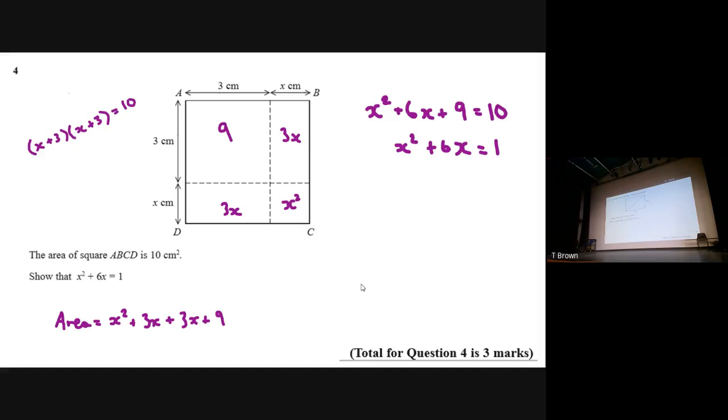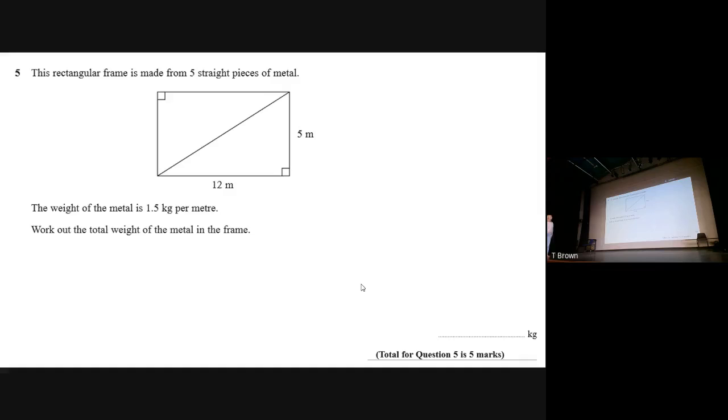Okay, question number 5. 5 mark question. What are we up to now? Lost count. 13. So is this 18 now? Yeah.